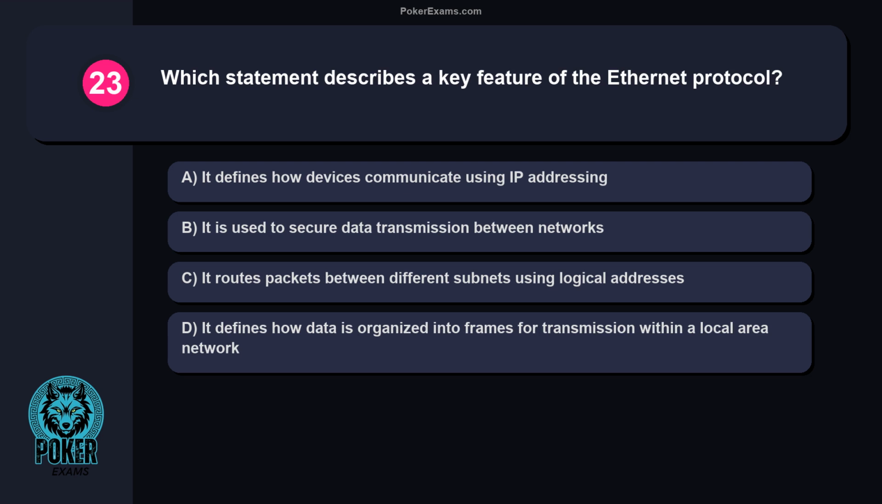Question 23. Which statement describes a key feature of the Ethernet protocol? It defines how devices communicate using IP addressing. It is used to secure data transmission between networks. It routes packets between different subnets using logical addresses. It defines how data is organized into frames for transmission within a local area network.